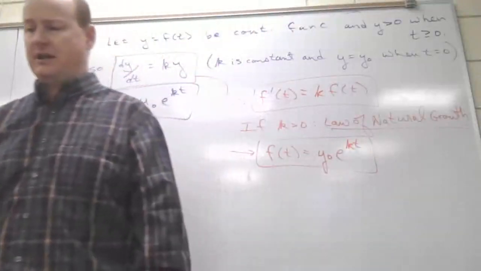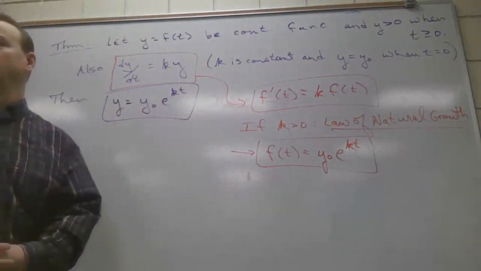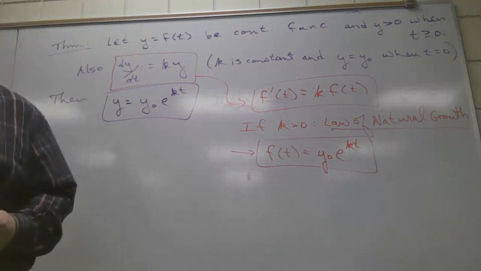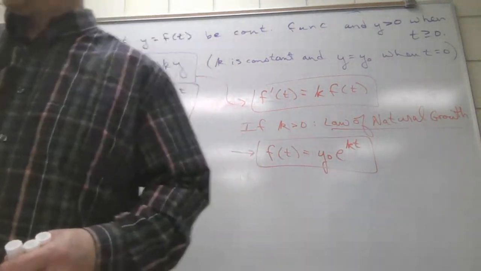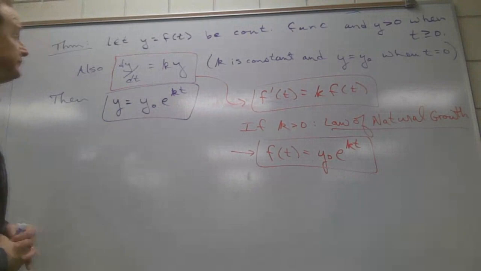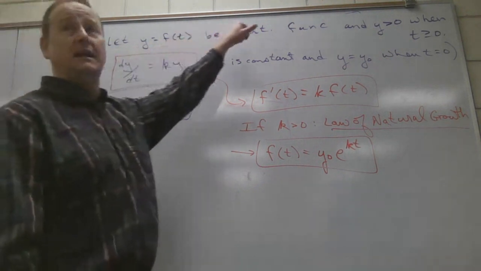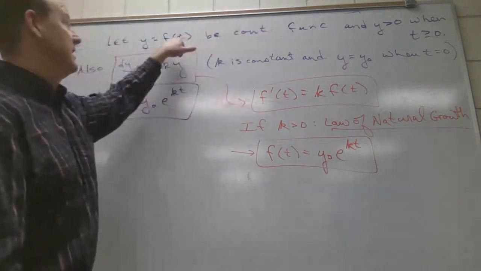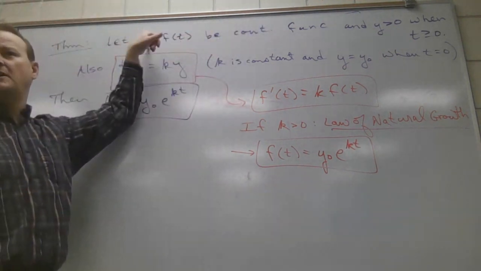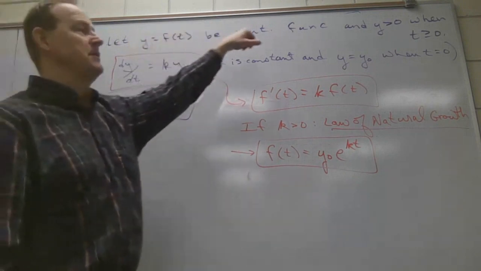Okay, we're in section 5.6, and we're going to do number 6 together first. So let's start with that. First of all, we have a theorem that's on page 479. It says if y is some function of t that's continuous. So if I've got y equals f of t, y is a function, right? So we already know it's a function, but it's going to be continuous.